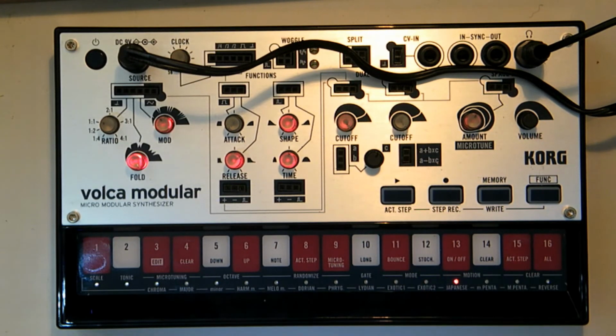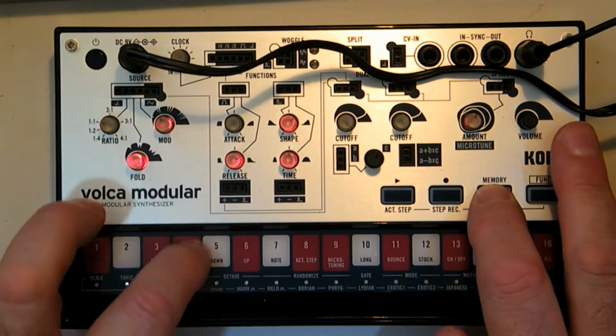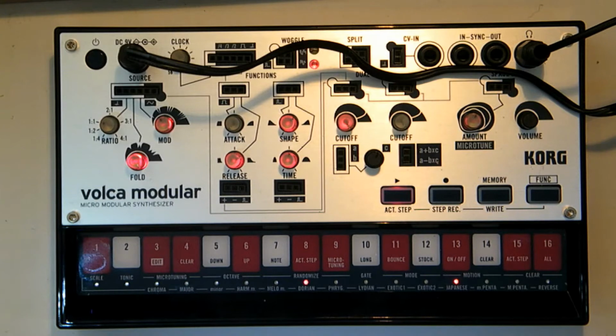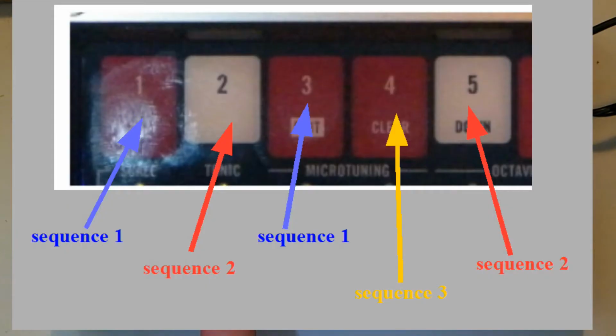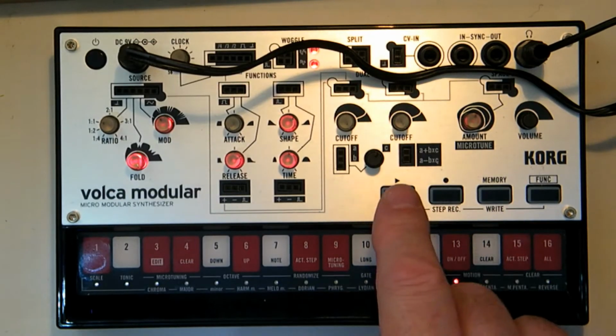And so on. And sequence number three is at memory location number four. Okay. And I have copied sequence number one to memory location number three, and sequence number two to memory location number five. So we hear sequence one, sequence one, sequence two, sequence one again, sequence three, and then sequence two again. So let's listen to it.